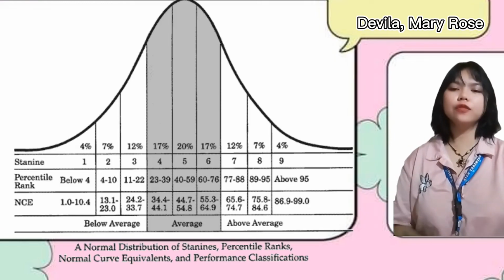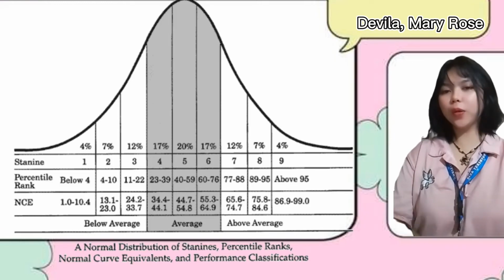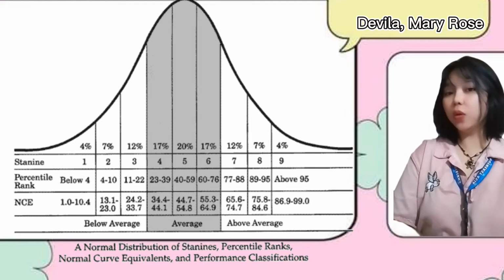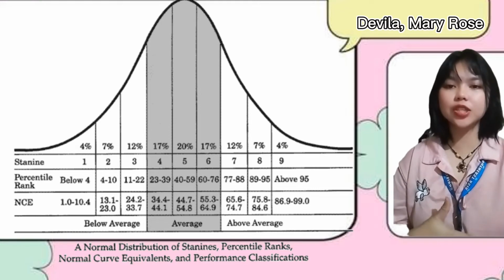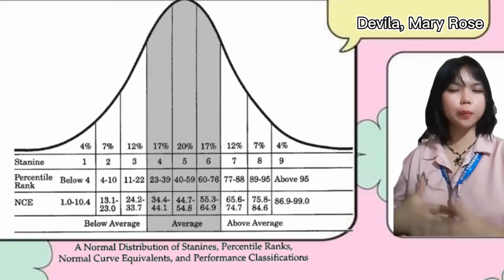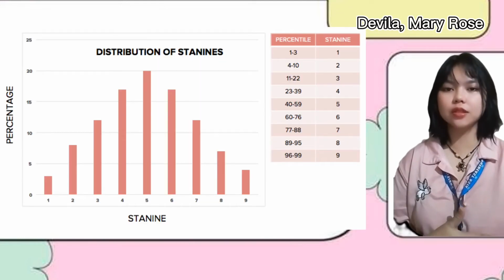Stanines also have key advantages. They employ a 9-point scale with 9 being the highest, 1 being the lowest, and 5 being the average, and they are normalized standard scores that allow students to compare their performance on other examinations.